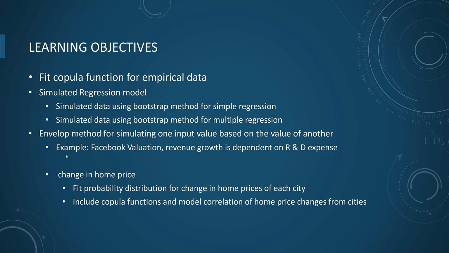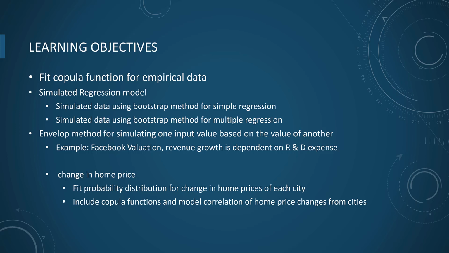And then we look at what is called the envelope method. The envelope method is one way of trying to relate one input variable to another. So in the case of the Facebook example, you'll see that the revenue growth, which is an uncertain input variable, and R&D cost, that's also an uncertain random input variable. In the examples that we've seen so far, we have assumed that these two are unrelated. But is that reasonable? If you spend more on R&D, you're probably going to have more revenue. So these are related, and we will look at the envelope method.